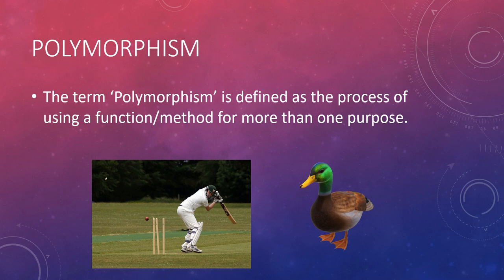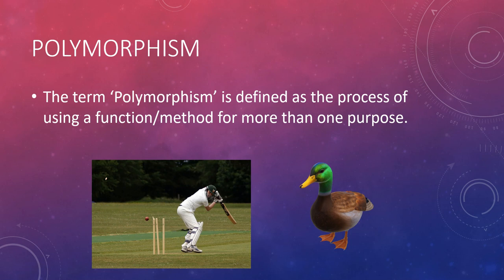So polymorphism is one of the object oriented programming principles that allows the user to use a function for multiple purposes. You can use the function for different purposes. It is implemented by using function overloading. So what is function overloading? Function overloading is a technique to use a number of functions with the same name having different parameters.